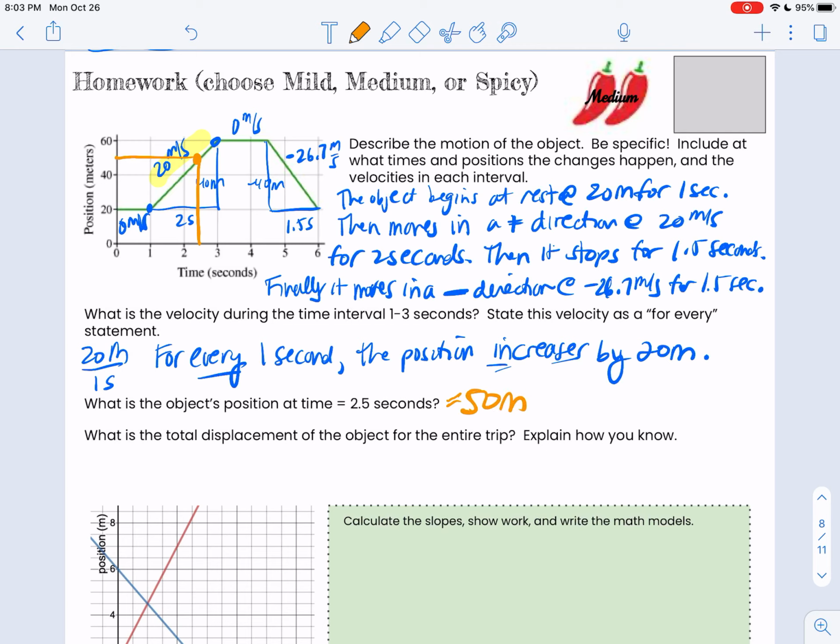And then what is the total displacement for the whole trip? So remember, we're just doing final minus initial position, and we don't care about any of the rest of it. So it ends at a position of 20 meters, and it started at a position of 20 meters. So really, this guy went nothing. Really didn't go anywhere at all.